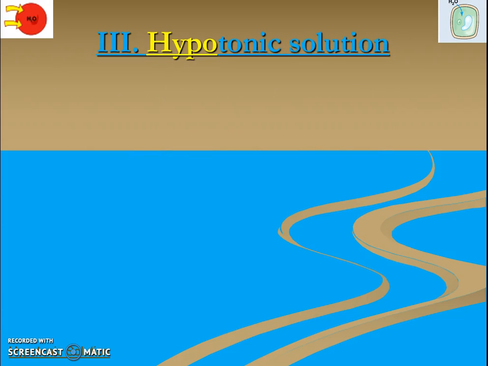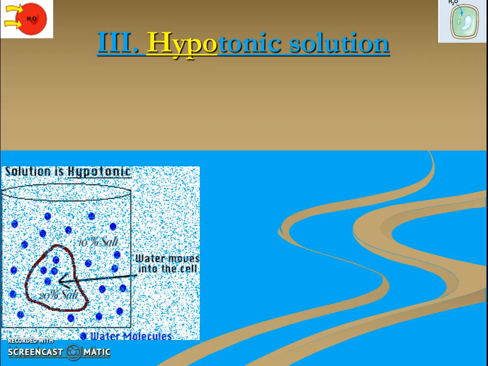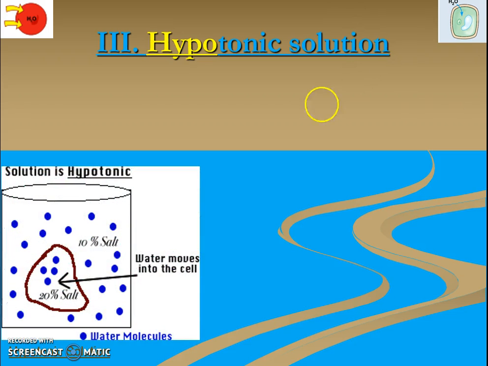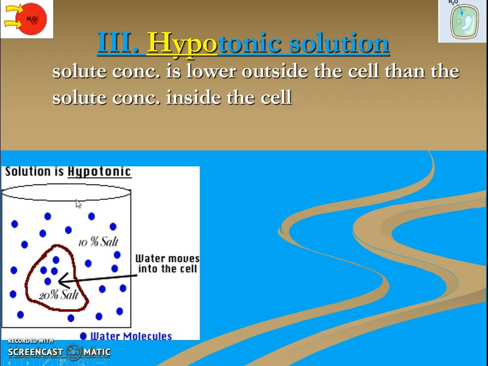Okay, for hypo, I like to call this the hippo one. So when water is in a hypotonic solution, the solution is going to look like this. Okay, the solute concentration is lower outside the cell than the solute concentration inside the cell. So if we look at this picture and we look at the percentages, they're going to tell us a lot. The amount of salt percent outside is 10%. The amount of salt inside is 20%.